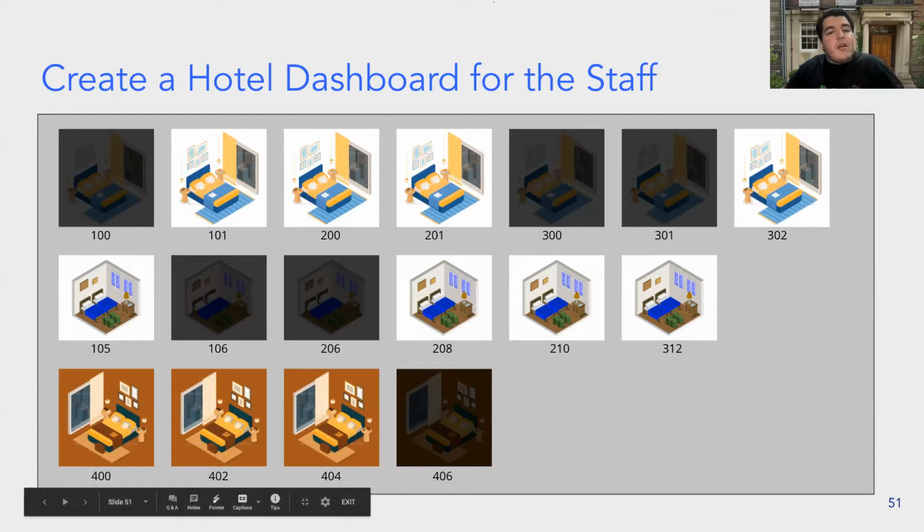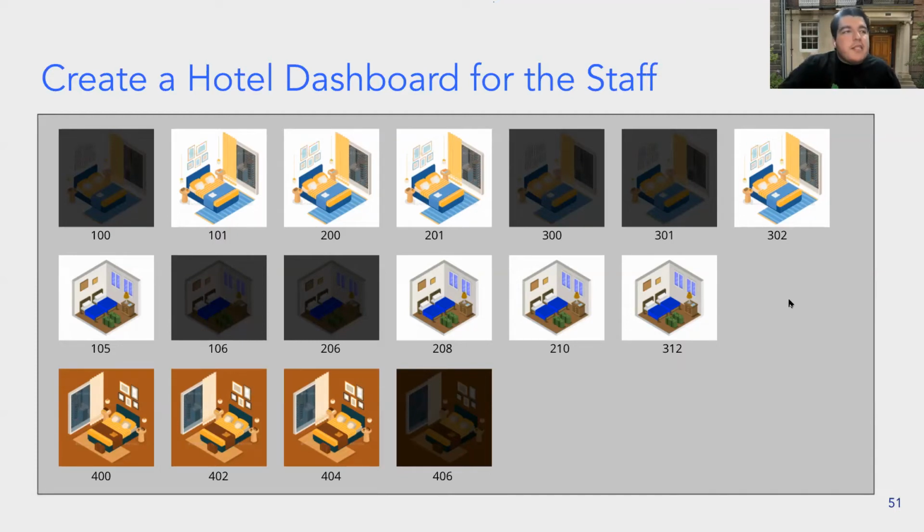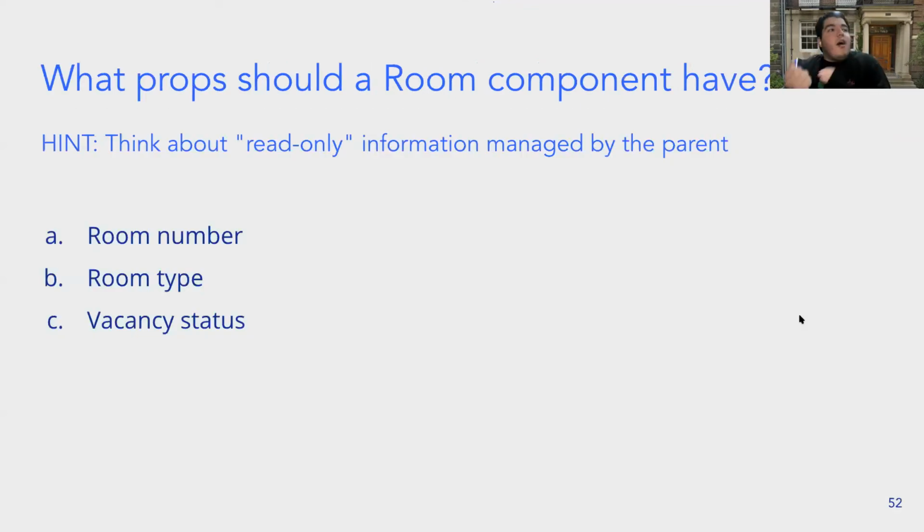So the room component is what we want to focus on. So let's talk about information management. We talked about props, right? And props is kind of this read-only input information. So we have 3 pieces of information: room type, room number, and vacancy status. So, kind of a multiple choice question, which of these pieces of information do you think should be a prop? Meaning that the parent component is passing this information into the room component. I'll give you like 15 seconds for this.